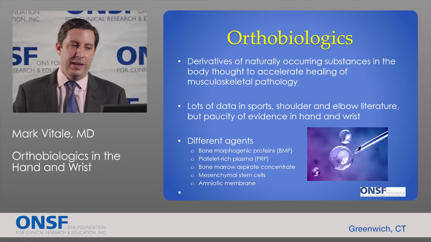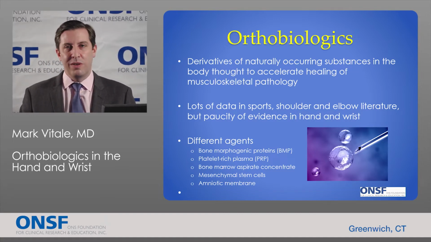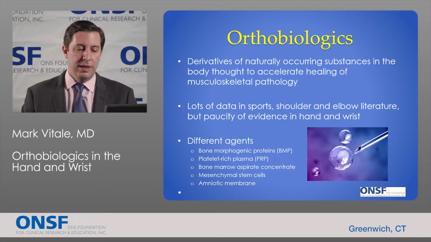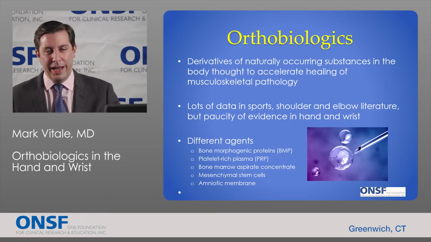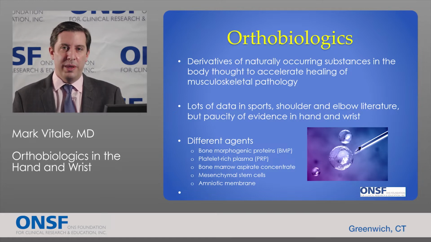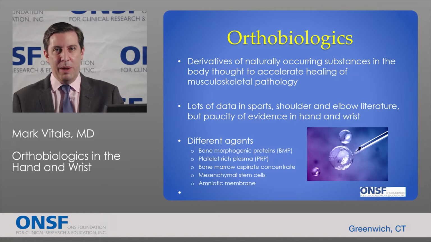So, what are orthobiologics? They are defined as derivatives of naturally occurring substances in the body that may accelerate healing of musculoskeletal injuries. And the data is really all over the place. There are lots of studies in the sports and shoulder and elbow literature. There's not a whole lot of evidence in the hand and wrist, and a lot of the evidence is somewhat flawed, so we're going to review that. Orthobiologics comprises a number of different agents. The most commonly used ones today are bone morphogenetic proteins, PRP or platelet-rich plasma, bone marrow aspirate concentrate, mesenchymal stem cells, and amniotic membrane. So we're going to talk about some studies that have investigated the use of these agents.